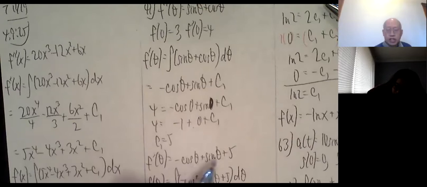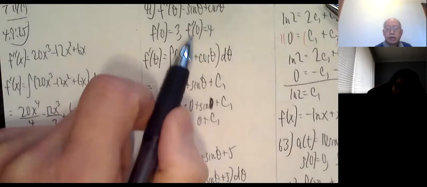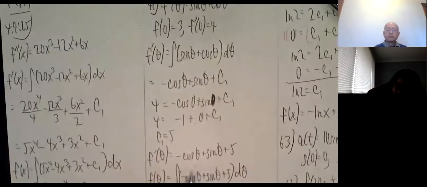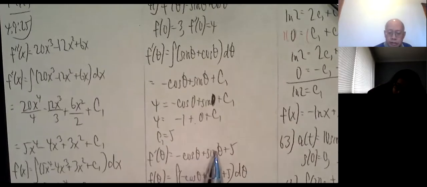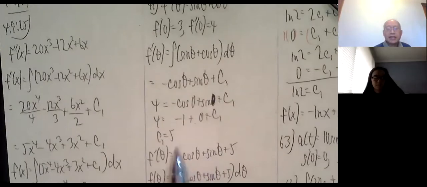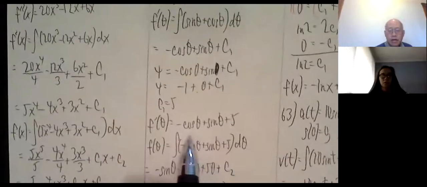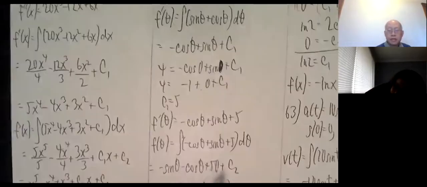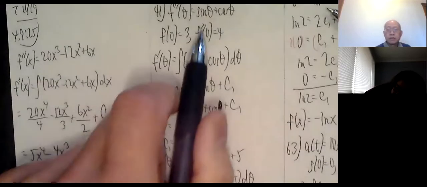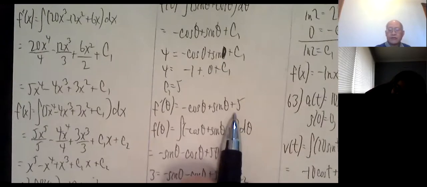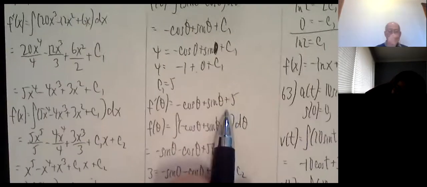So this function now has a property that, let's see, when you plug in 0, you get 4, right? Put a 0 here, a 0 here. Negative 1 plus 0 plus 5 is 4. And the derivative of this is this, right? Check. What's the derivative of negative cosine? Sine. What's the derivative of sine? Cosine. What's the derivative of 5? 0. So we're good.